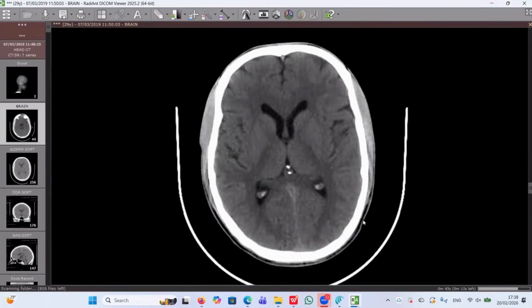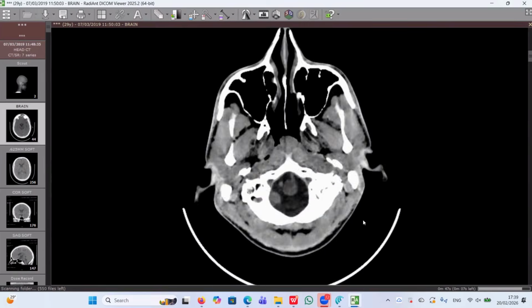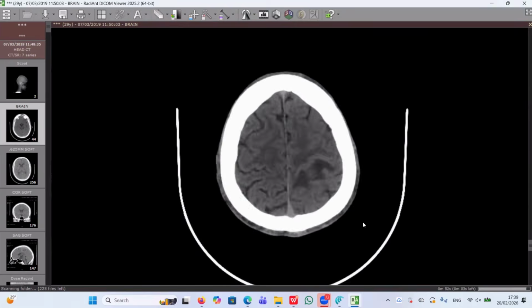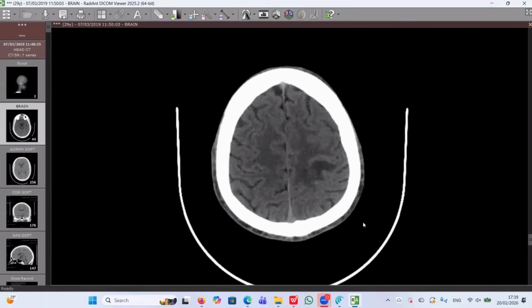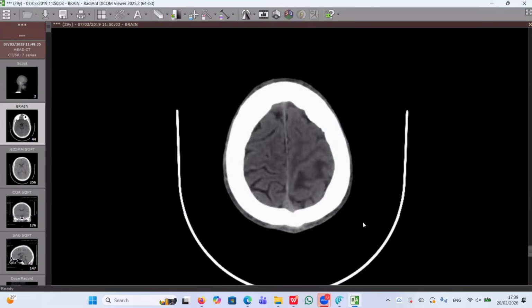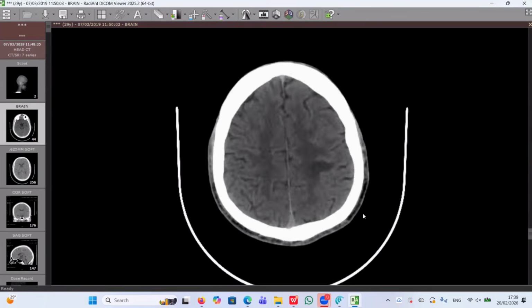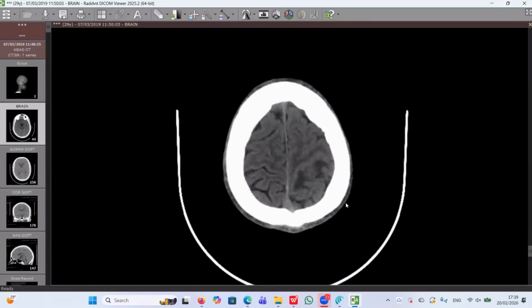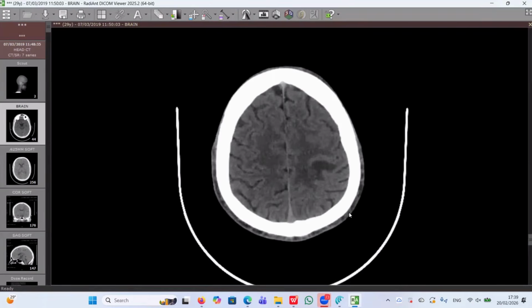I am presented with a CT scan brain, non-enhanced axial section, in which I can see there is hypodensity involving the right posterior frontal, left frontal lobe. This one is left and right. Okay, so we have a hypodense area along the left high parietal region.